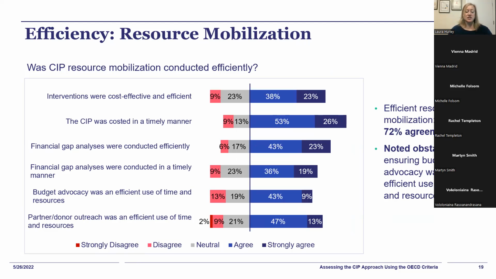So this slide shows that respondents also felt that resource mobilization efforts were carried out efficiently with 72% agreement. This includes cost effectiveness of interventions, CIP costing, and the gap analysis. The statement, budget advocacy was an efficient use of time and resources, received the lowest agreement. Next slide.